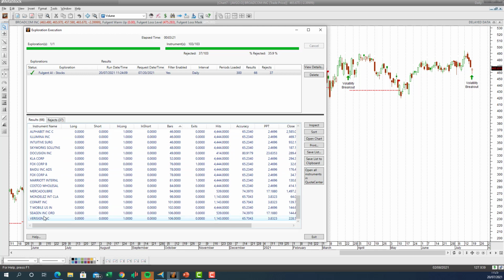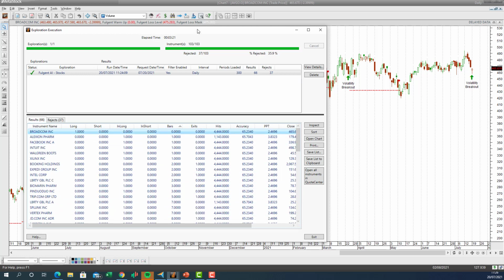And some of the older trades: VeriSign, T-Mobile, Copart, Fox, KLA, DocuSign, Skyworks. You can see these are all multi-day trades. So there are a few that the AI has been in for quite a long time.